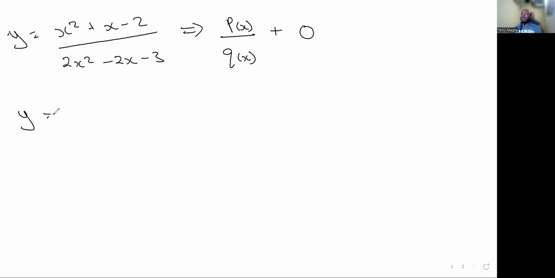Now also, you can have another kind of rational function as 2 divided by, let's say, x plus 7, plus 9.